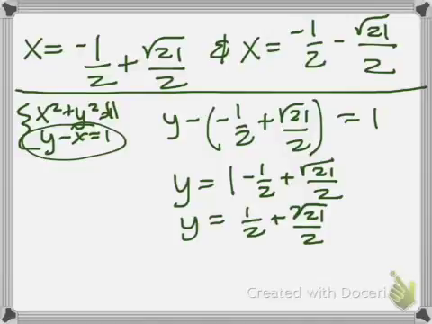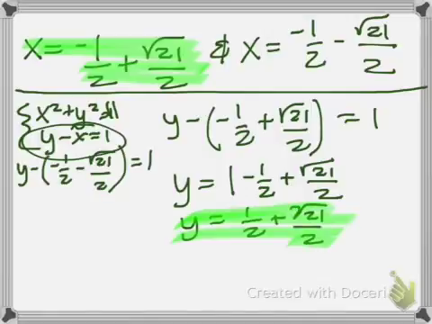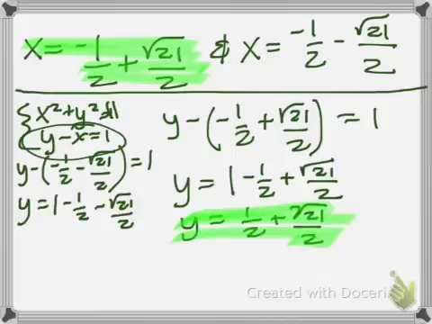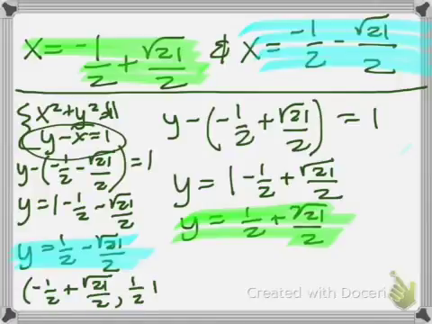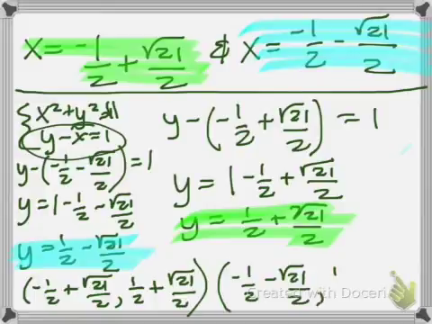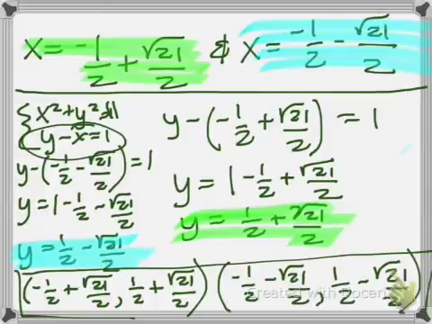Now let's get our second solution. So now we're going to do the second group. Y minus (-1/2 minus square root of 21 over 2) equals 1. Add it to both sides. Simplify. And there's our second one. Now the last step is to write it as an ordered pair. And there's your solution.